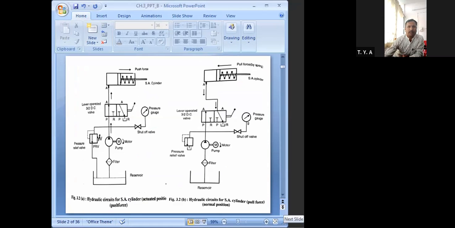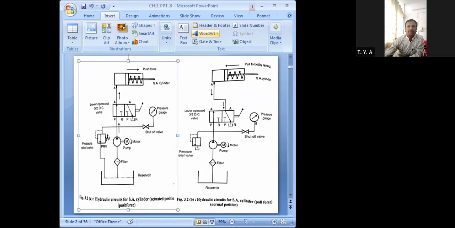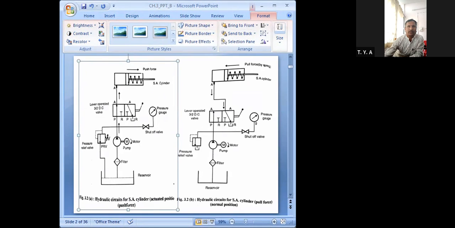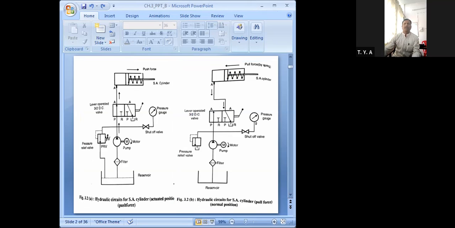Now here, this one. I will highlight it. Here I will show the hydraulic circuit for a single acting cylinder which is actuated. Single acting hydraulic cylinder.